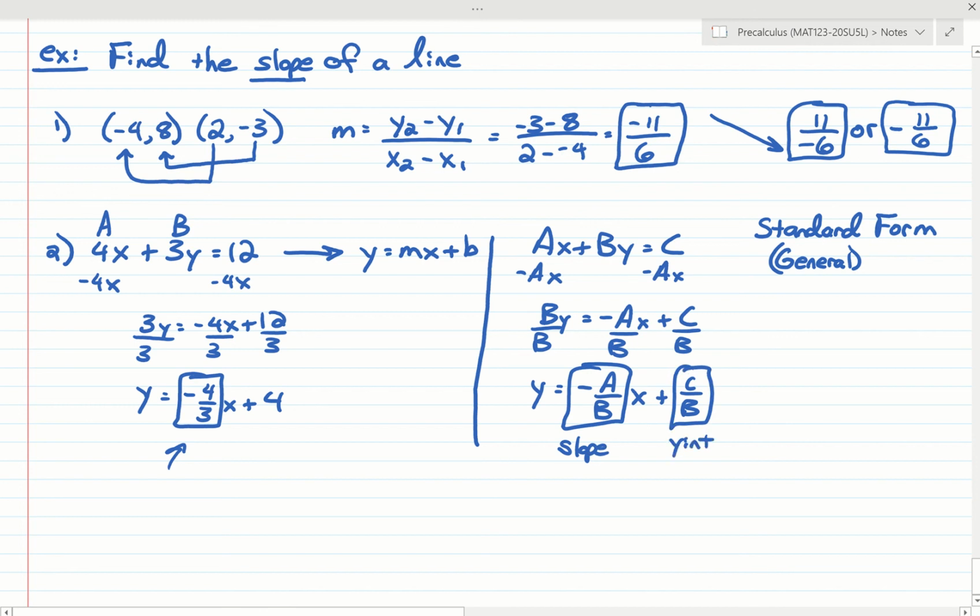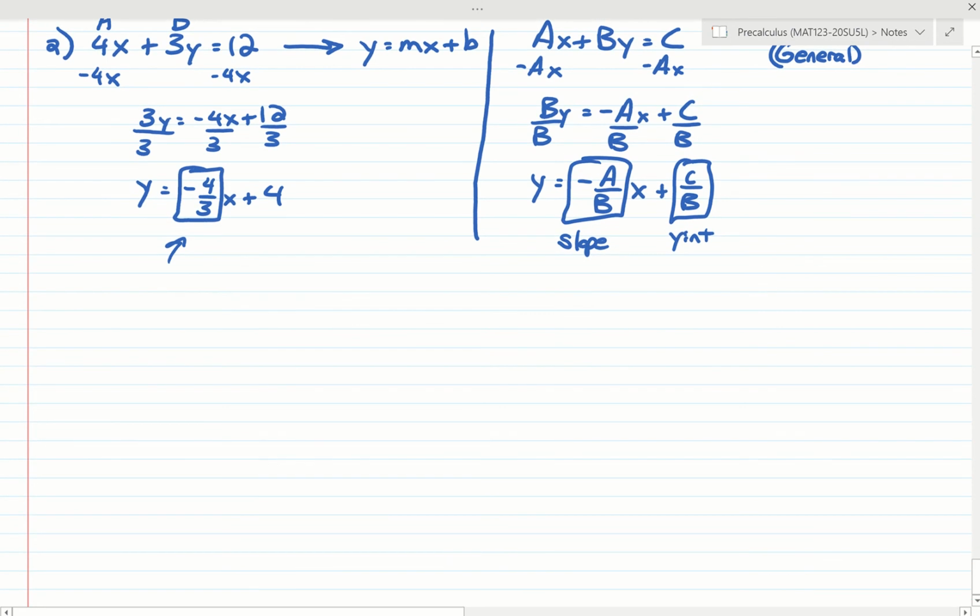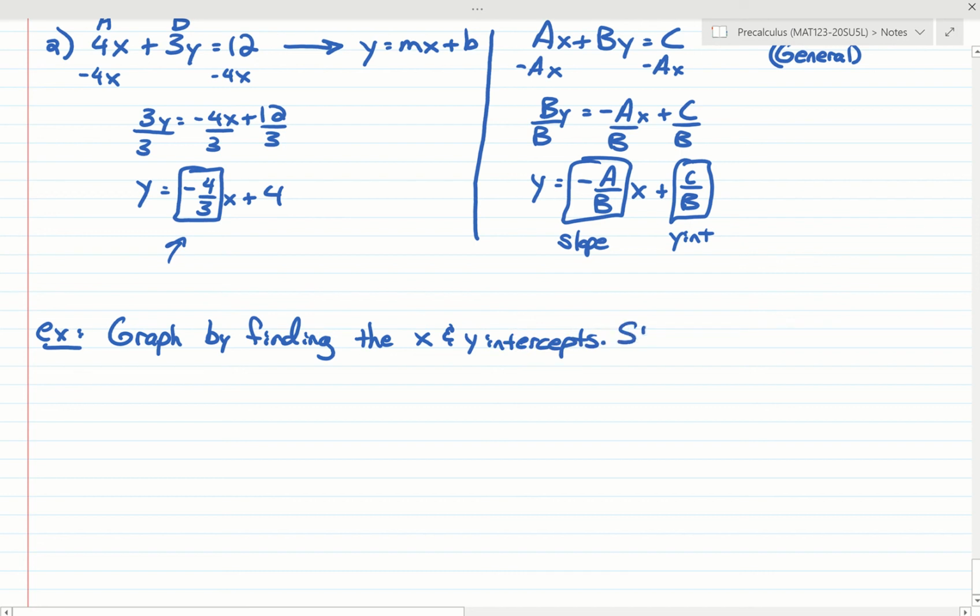All right, a couple more examples I wanted to go over. What if I asked you to graph by finding the x and y-intercepts? And then we're going to state the domain and range. Now, domain just means possible x values. Range just means our possible y values.